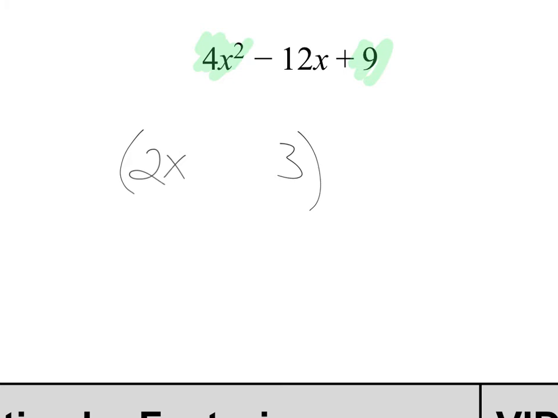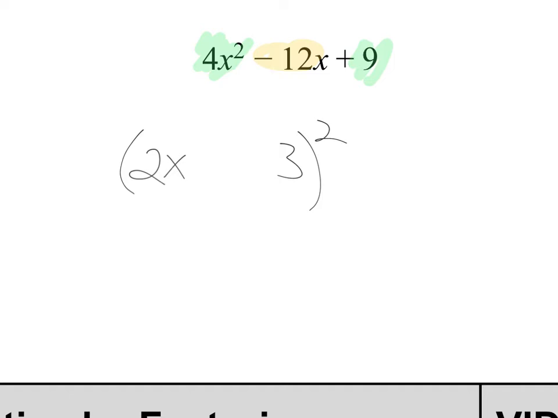So normally when we check this middle term, we've been saying we want this middle term to be twice as big as that guy. Well, 12 is clearly not twice as big as 3. So we're running into issues here.